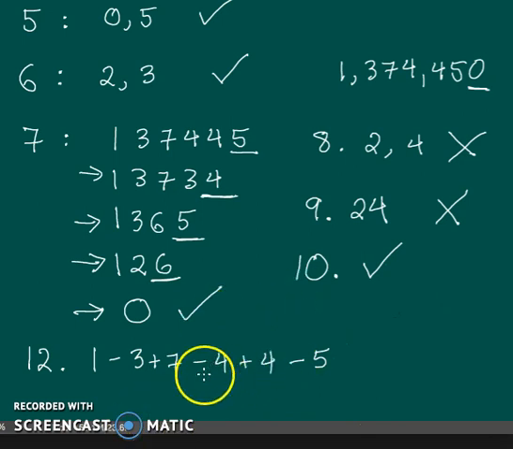So minus 4 and plus 4 will cancel out. I'm left with 1, minus 3 is negative 2, plus 7 is 5, minus 5 is 0. The remainder is 0, so this number is indeed divisible by 11. I wrote 12, but I meant 11. Sorry about that.